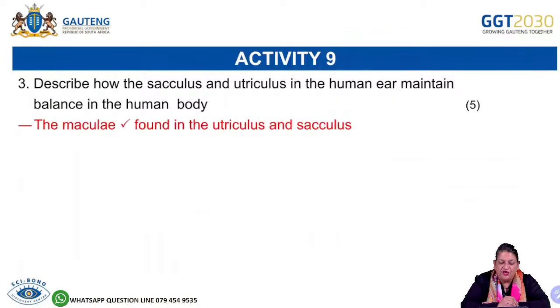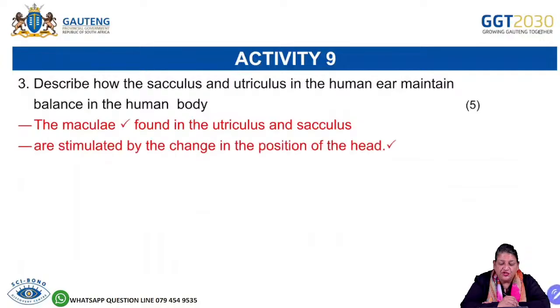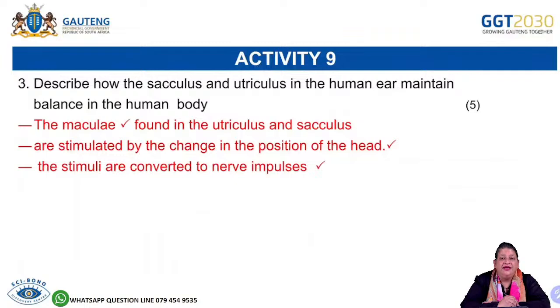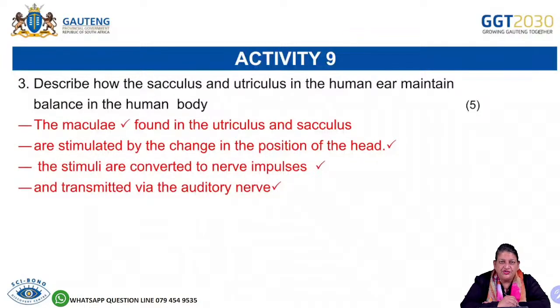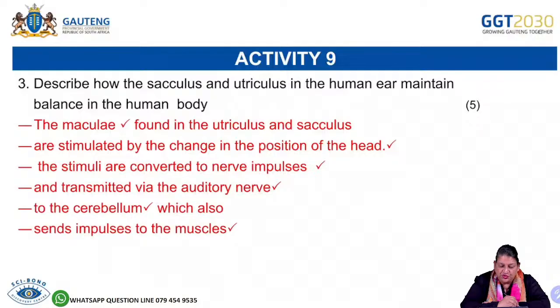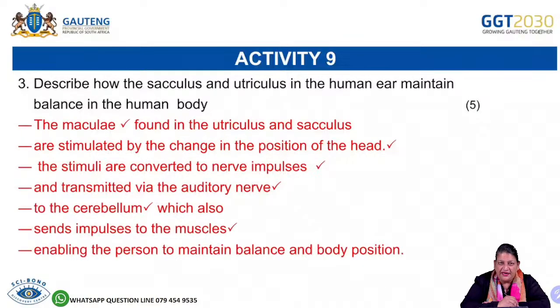And you're going to see that the macula, remember I told you macula, is found in utriculus and sacculus, and it's sensitive to the changes in the position of the head, which creates a nerve impulse by the auditory nerve to the cerebellum, to the voluntary muscles, to maintain your balance and your position if you trip over. So if they say a boy is going to trip over the stone, how will he maintain his balance? The macula in the utriculus and sacculus is sensitive to the changes in the position of his head. It will send a nerve impulse to the voluntary muscle via the auditory nerve. Then the cerebellum will send a nerve impulse to the muscles to restore your balance.